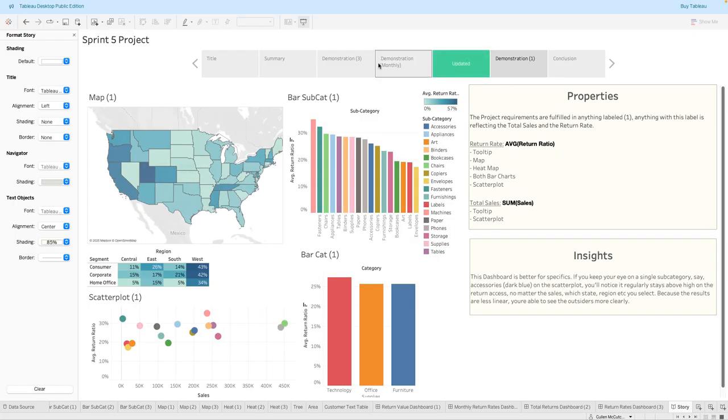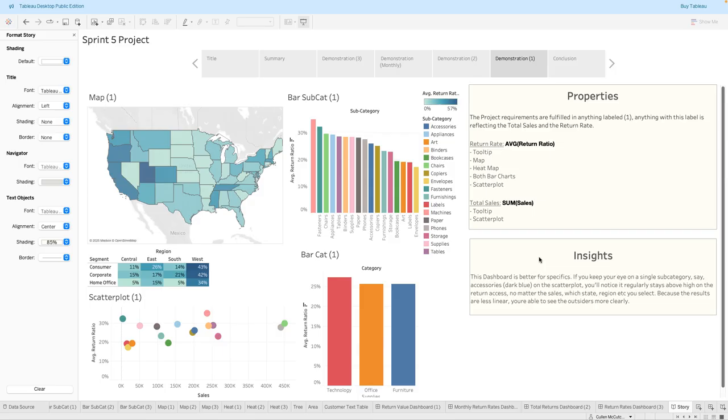And lastly, this dashboard reflects the actual project requirements. You'll see total sales and return rate. Now, the return rate is reflected in every single chart, whereas total sales is in every tooltip and scatter plot as the bottom axis.